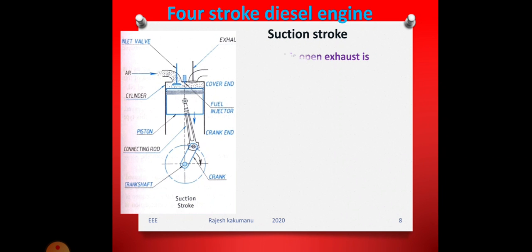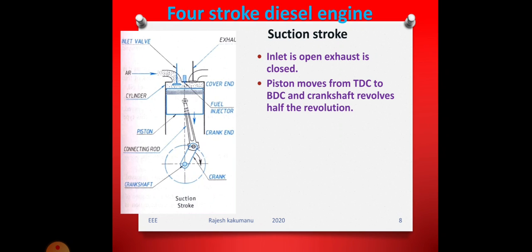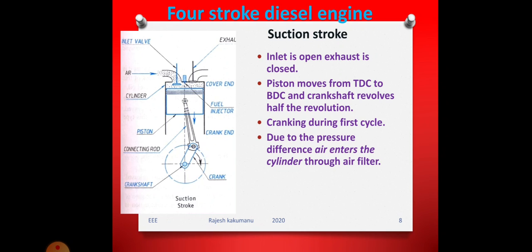Now what happens in the suction stroke? Same as in the case of the 4-stroke petrol engine, the same process here too. Inlet is open, exhaust valve is closed. But what is the second one? The piston is moving from top dead center to the bottom dead center and the crankshaft revolves half the revolution. What is the third point? The cranking process takes place during the first cycle. At that point, due to the pressure difference, only air is entering into the inlet valve.